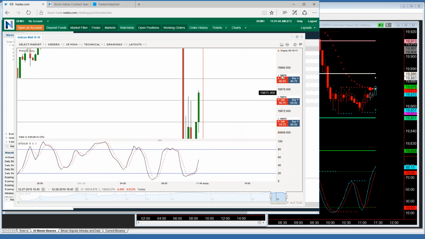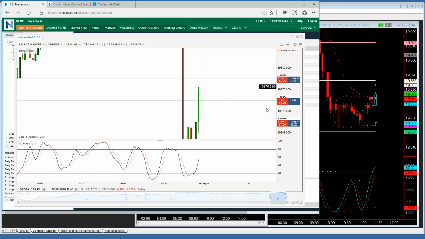If you're looking at the strike width on the Dow, you can see every 4 points you have a new strike. Now, the one thing that you do need to watch when you're doing this is your expiration. Remember, this is a 20-minute binary. And I'm doing 20-minute because I do not want to get into a very long trade in the webinar.